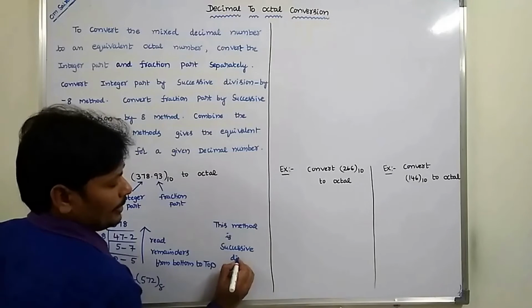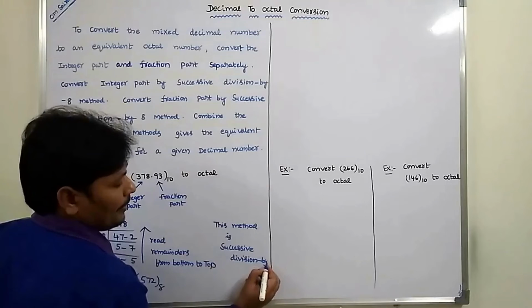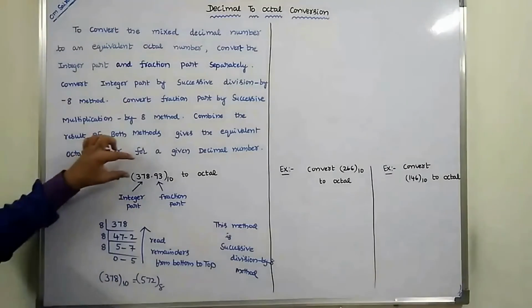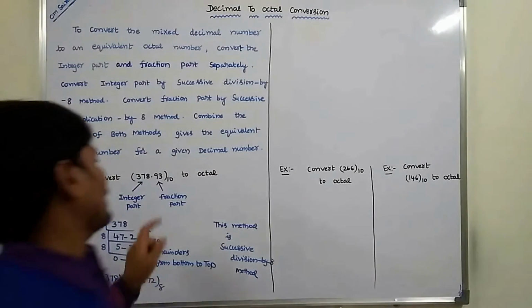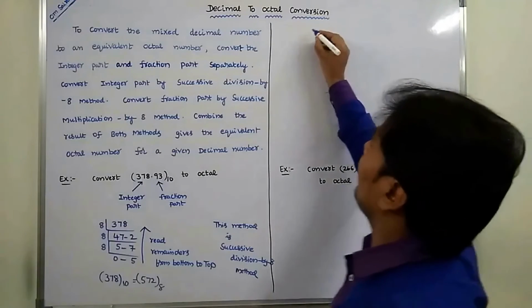Successive division by 8 method. Okay, for the decimal integer part only. Now we go for the decimal fractional part. It is multiplied by 8.